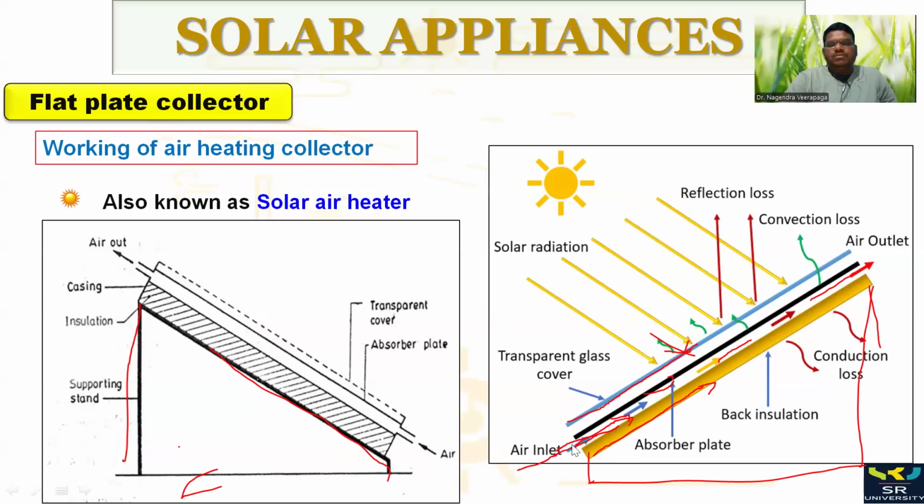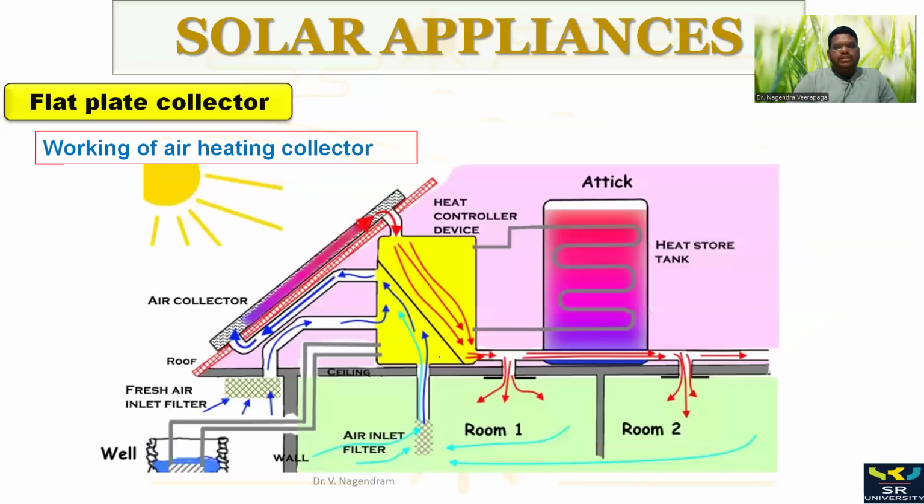Here you can see at the bottom, the cold air is entering this space, and as it moves outward, it is getting heated. That is the solar air heater. Here you can see on the large scale how it is performed. As I mentioned, we can use it for room conditioning. We collect the cold air and it moves through the air heater.